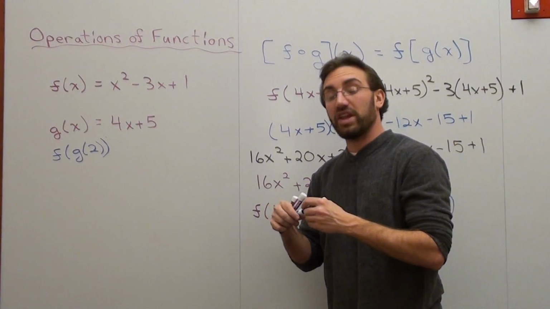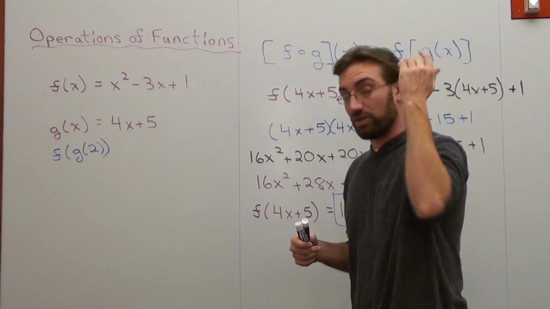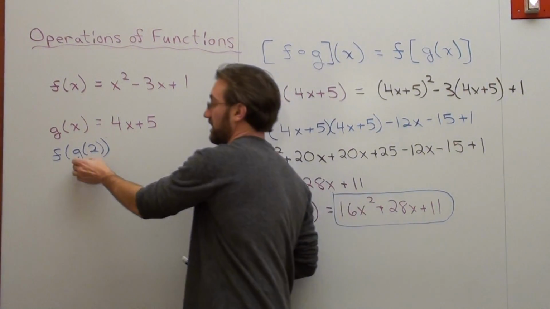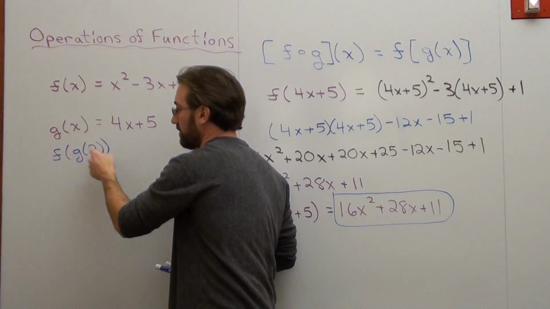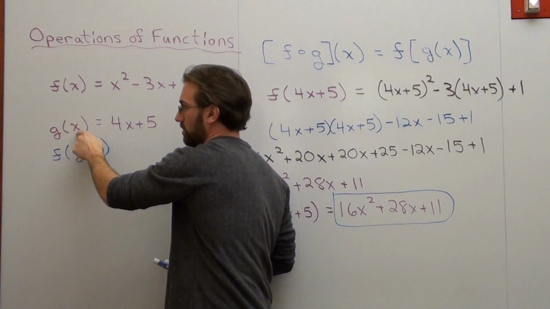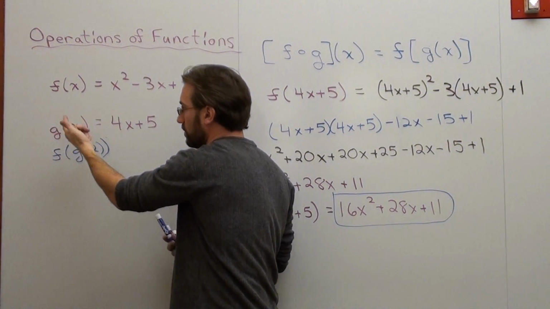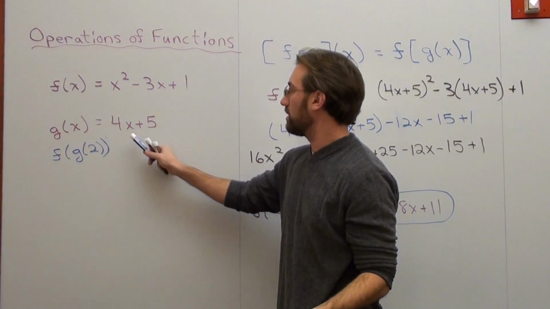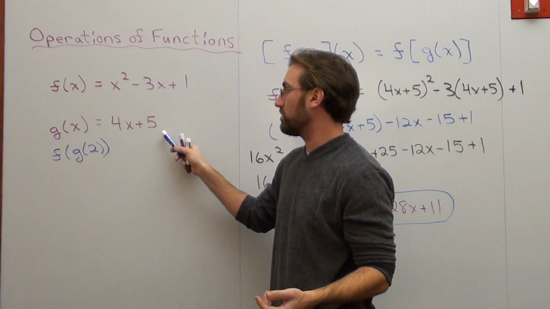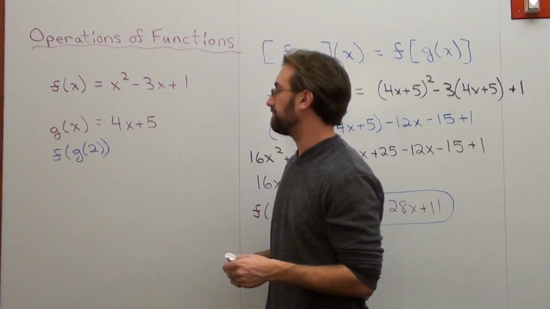Now the way that I used to do this to make it easier for me to remember was take care of what's on the inside, then work on the outside. So that's what I'm going to do. I'm going to find g of 2. So I have to plug in a 2 for this g. So g of 2 is equal to 4 times 2, which is 8. 8 plus 5 is 13.